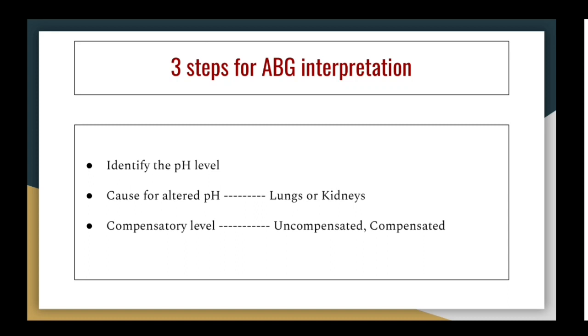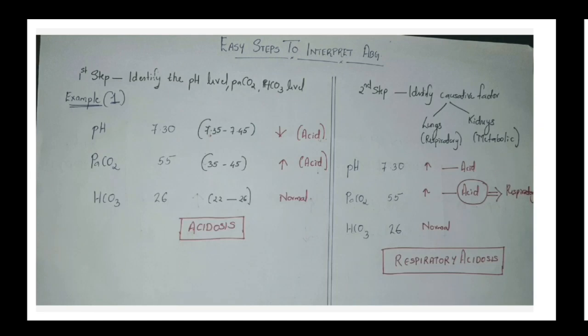And the third is the compensatory level, that is whether the organ is trying to compensate so that the pH comes into a normal state. If someone is compensating, then it is compensated. If not, then it is uncompensated. So these are the 3 things that we will check in ABG analysis. First is identifying the pH level, second is the cause for the altered pH, and third is the compensatory level. So we'll go with an example.